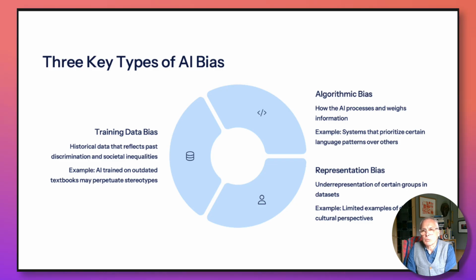The actual code might inadvertently prioritize certain patterns over others. And finally, representation bias happens when some groups are simply missing or underrepresented in the training data. If an AI was trained primarily on texts from Western cultures, it might struggle to understand or represent other cultural perspectives accurately.